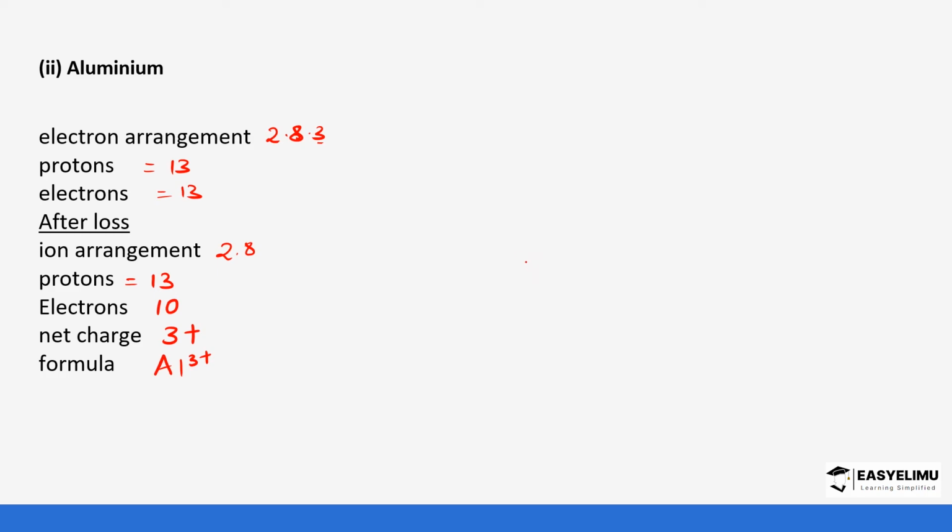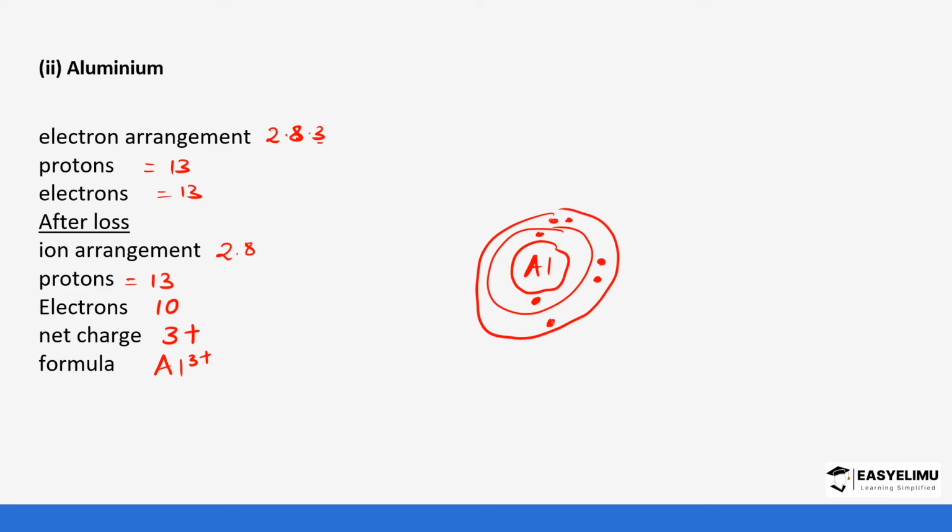So if you were to draw that dot and cross structure for the ion, it's going to be aluminium. So the first shell has 2 electrons. We can use dots in this case now. And the next shell has 8 electrons. And we said in an ion, you have to put the brackets at the end to show the charge, and we put a 3 plus at the end. So this is how we present aluminium.